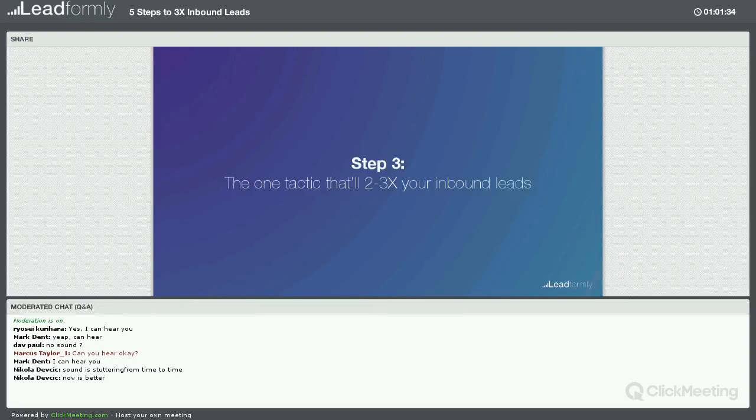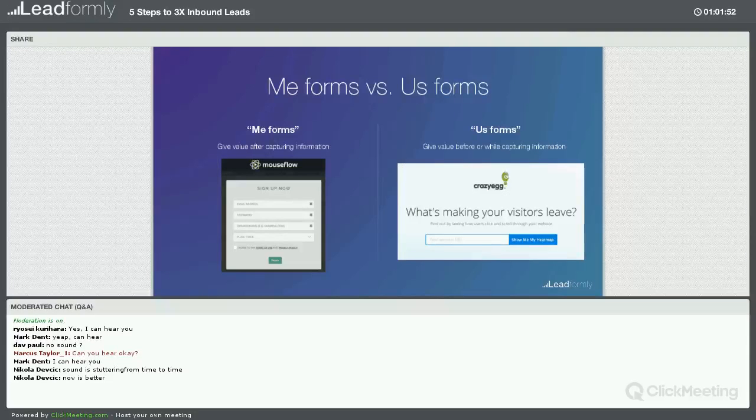Okay, so leading on from that, there's one specific tactic that, if you implement it, will have a big impact on your overall conversions. When we applied this to some of our sites at Venture Harbor, we doubled, tripled the number of inbound leads that we were receiving. When we were looking through all these different forms and trying to understand what was working and what wasn't, we found that most lead capture forms fall into one of two categories.